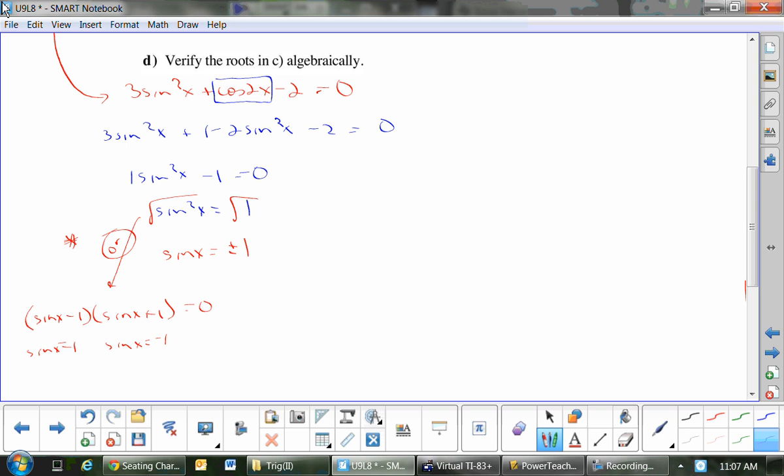Okay. When does sine x equal positive or negative 1? Pi over 2, and 3 pi over 2, right?